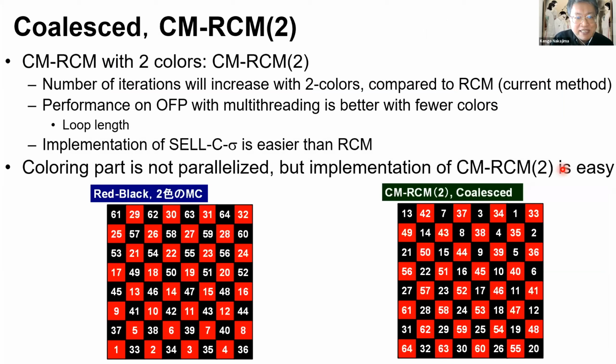We also adopted the coarse-type ordering using CM-RCM2 coloring. I don't get into the detail of this slide. This is red-black, a very famous one. In contrast, CM-RCM2 is also two colors, red and black, but the numbering is a little bit different. We first apply the reverse Cuthill-McKee, and then apply the cyclic multi-coloring for each level of the reverse Cuthill-McKee. This one is more efficient, and that's why we adopted CM-RCM2.